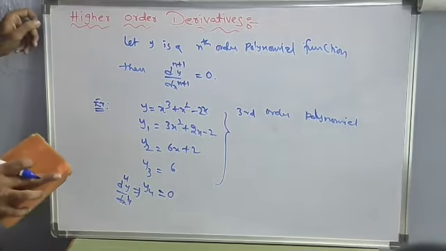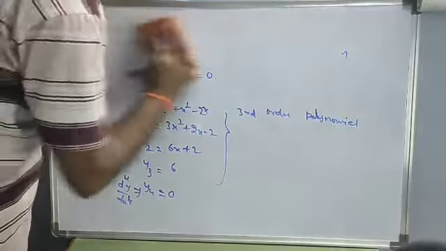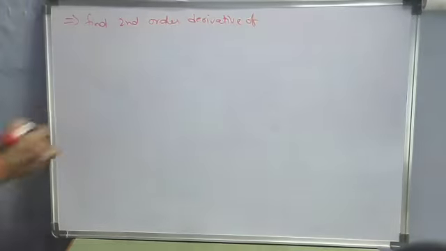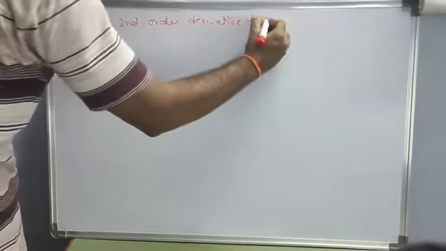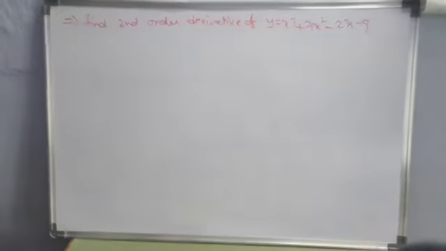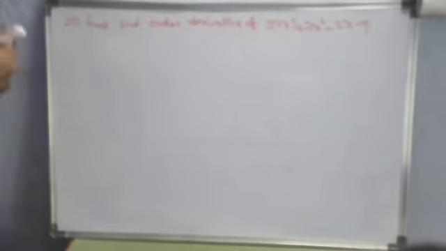Now we discuss some problems on this concept. Most of the problems ask you to find the second order derivative, the third order derivative, or to verify something. Now we discuss one problem: find the second order derivative of y equal to x cube plus 7x square minus 2x minus 9.